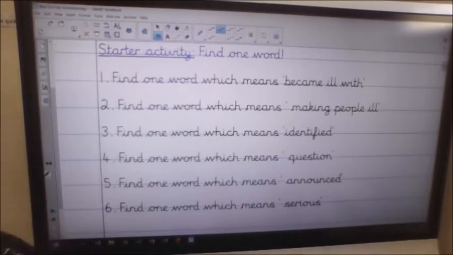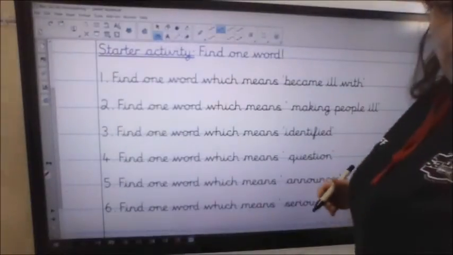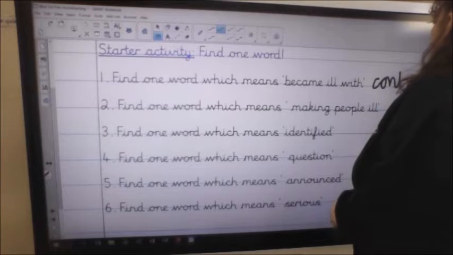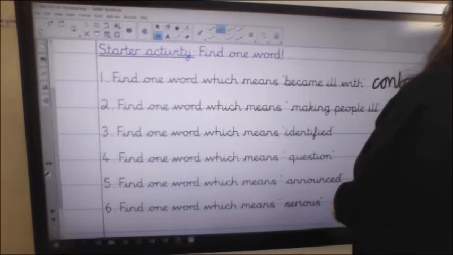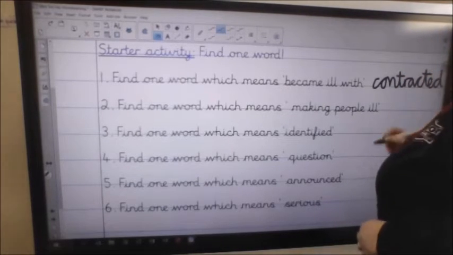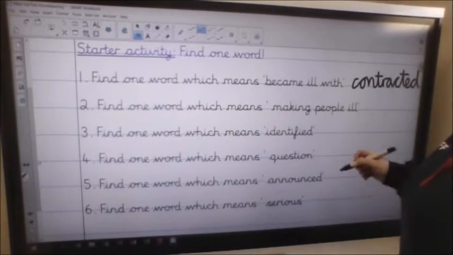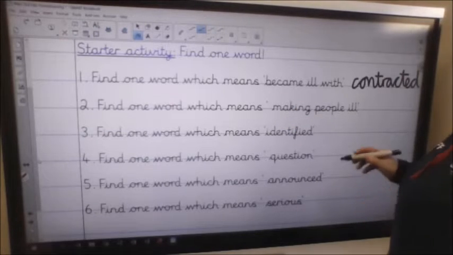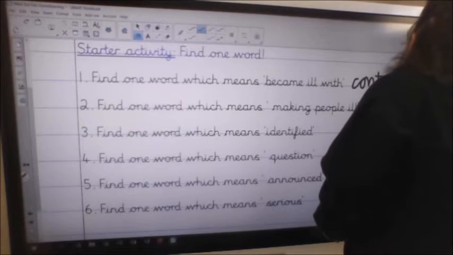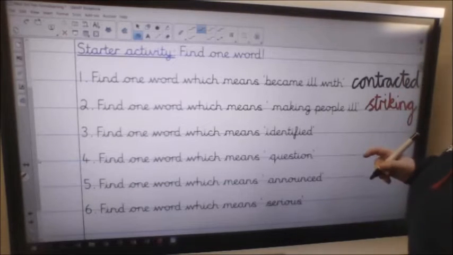Okay, Year 6, how did you get on? Let's have a little look then, shall we? So, the one word which means the same as became ill with, that you should have been looking for, was the word contracted. Okay, contracted. Okay, doesn't want me to cross my T. Always let me know. Okay, so the next word that you are looking for, find one word which means the same as making people ill. Well, this was striking. Okay, it was talking about striking people down with an illness. So perhaps not a meaning of striking that you've thought of before.